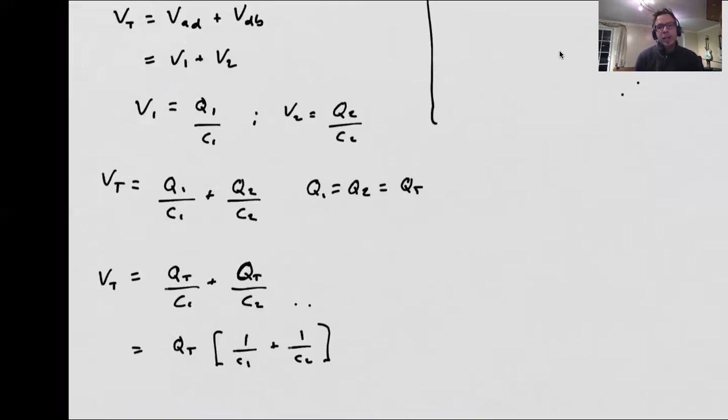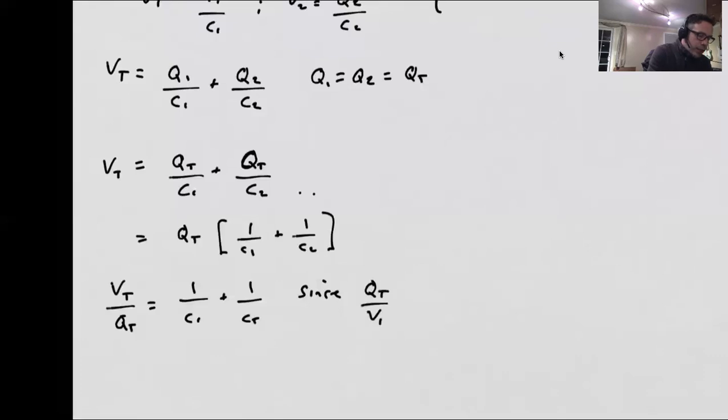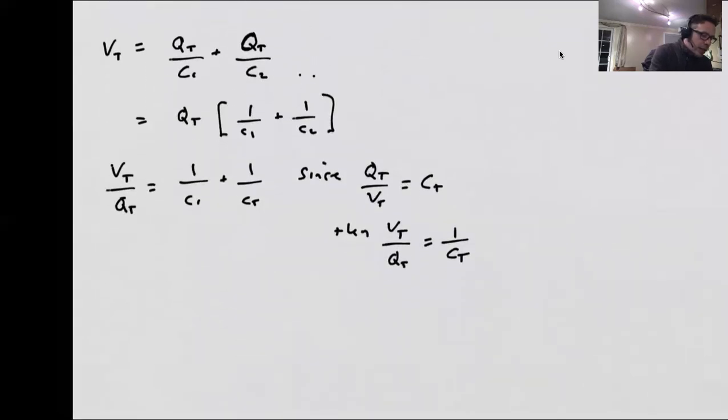But if we want to get this in terms of capacitance, we know a capacitance is a charge over voltage, okay? So if we divide both sides by the charge Q total, then we see that VT over QT is 1 over C1 plus 1 over C2. But remember that since QT over VT would be the total capacitance, then it follows that VT over QT is 1 over the total capacitance. And what do you know?